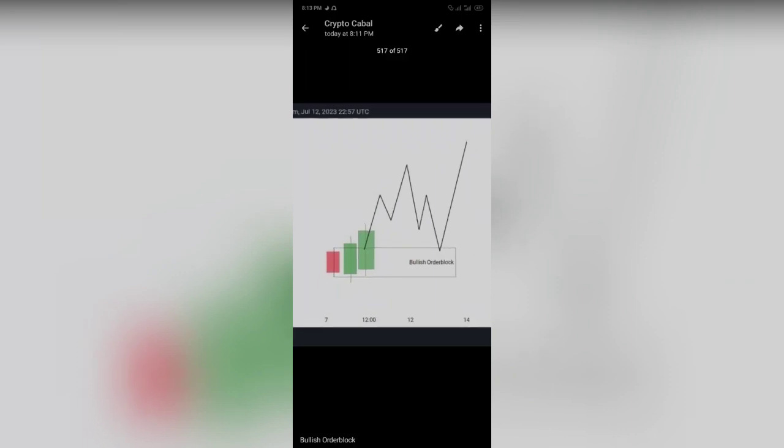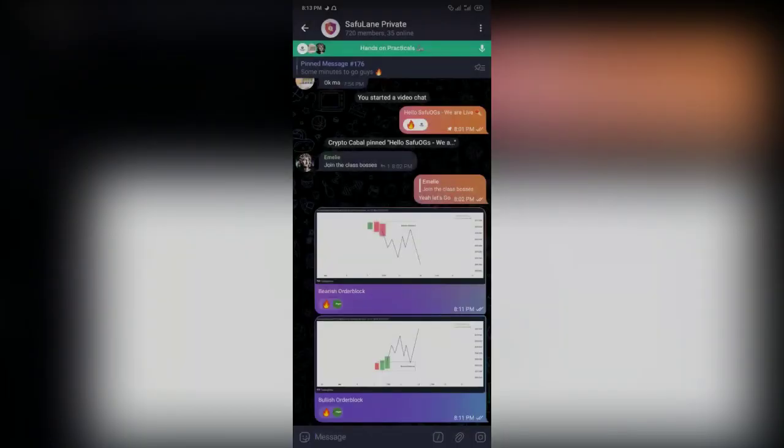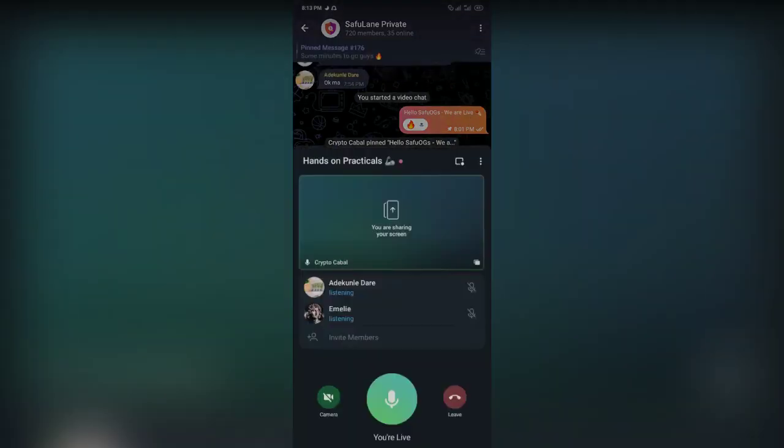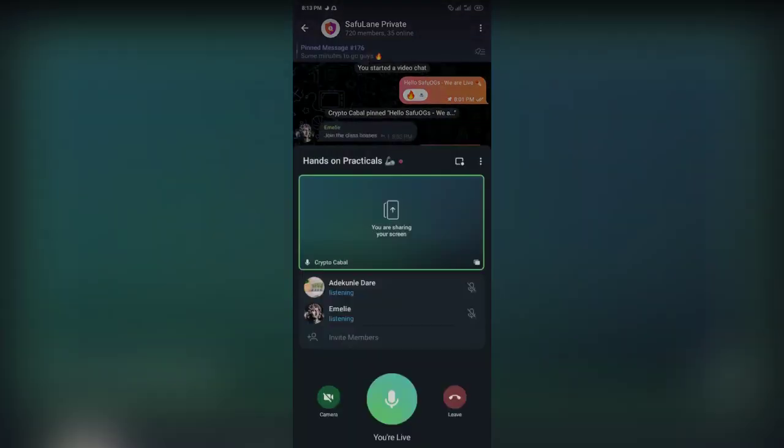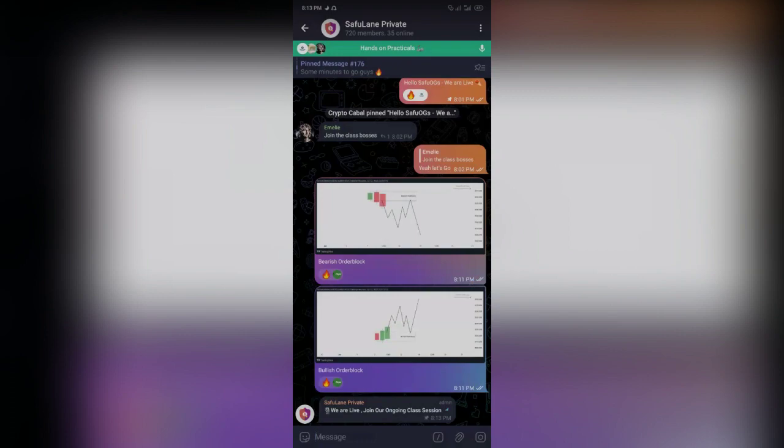Now, during the course of the live session, we will be talking more on breaker blocks and source candles. When we are talking about breaker blocks and source candles, breaker blocks simply means order blocks that are violated.